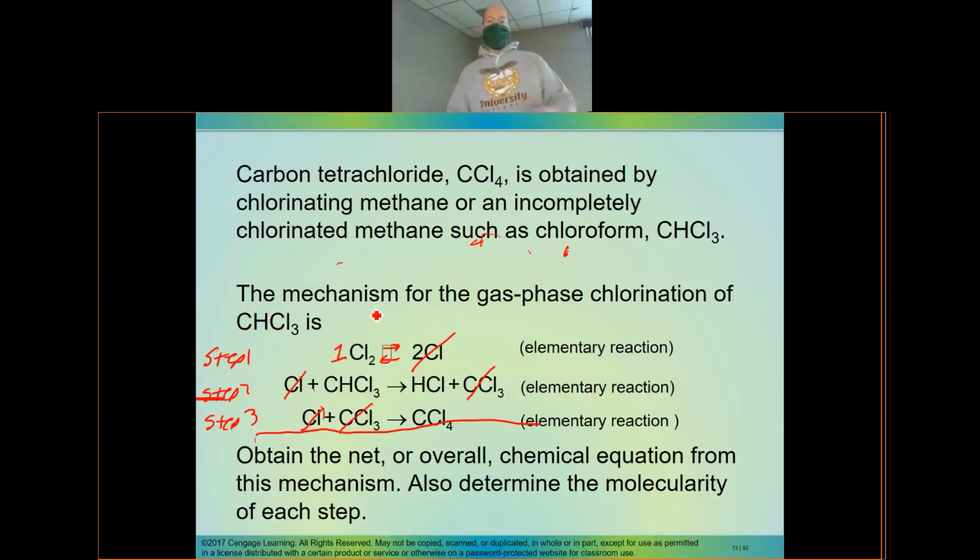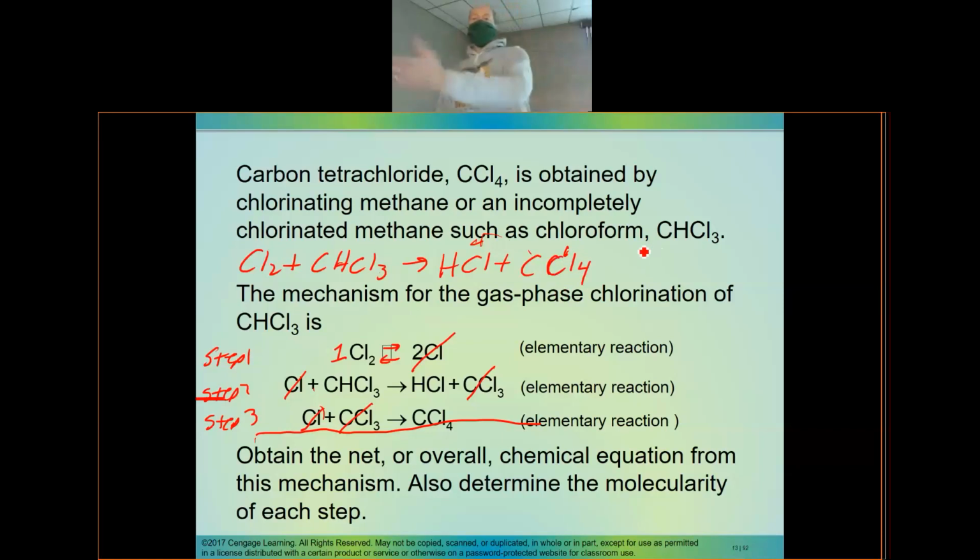And so for the overall reaction, you get what's left on the left, and you put what is left on the right. They didn't leave room for me down there, so it's simply Cl2 reacts with CHCl3 to produce HCl and CCl4. So that is the overall reaction. You simply add up your elementary reactions.